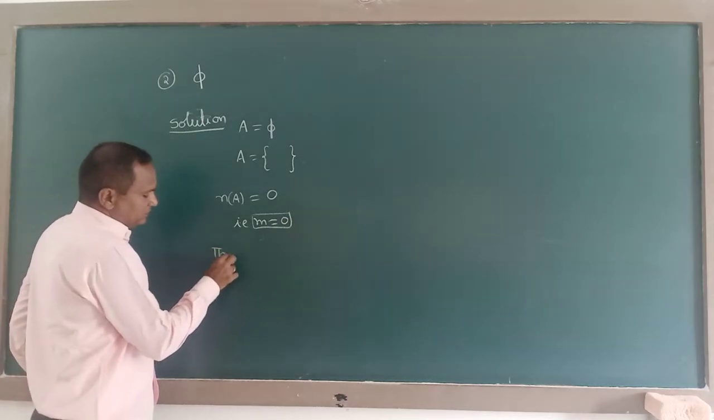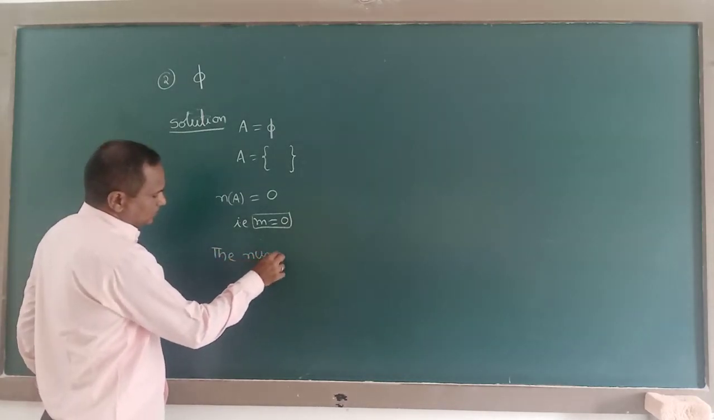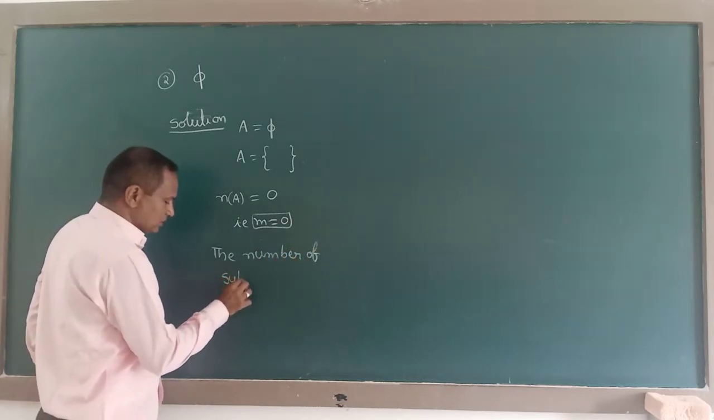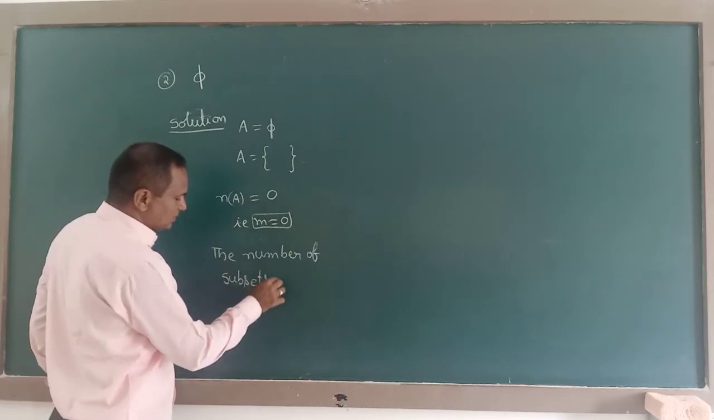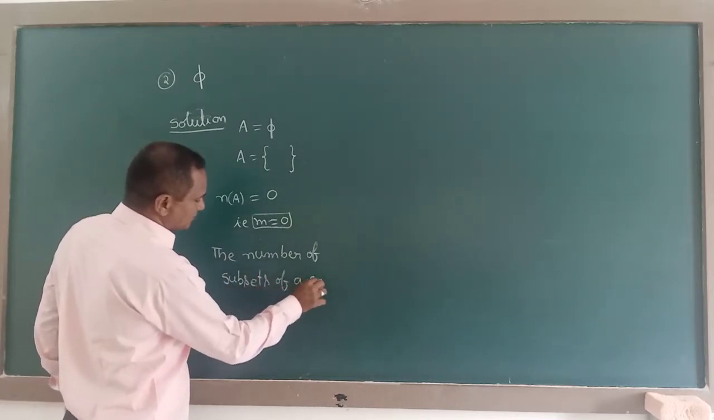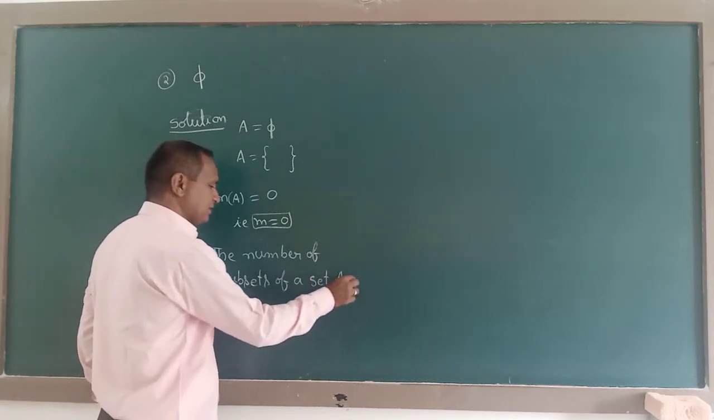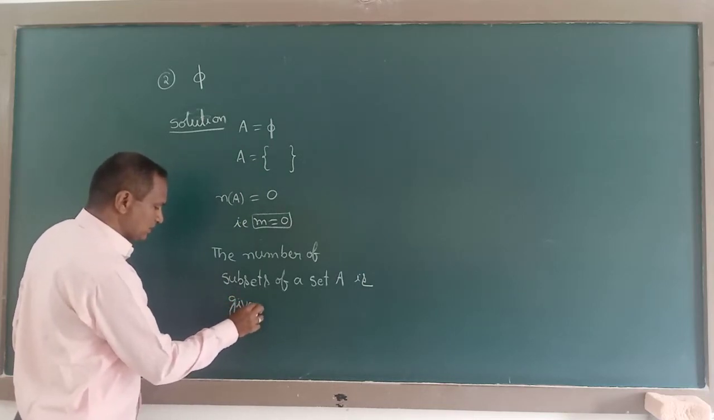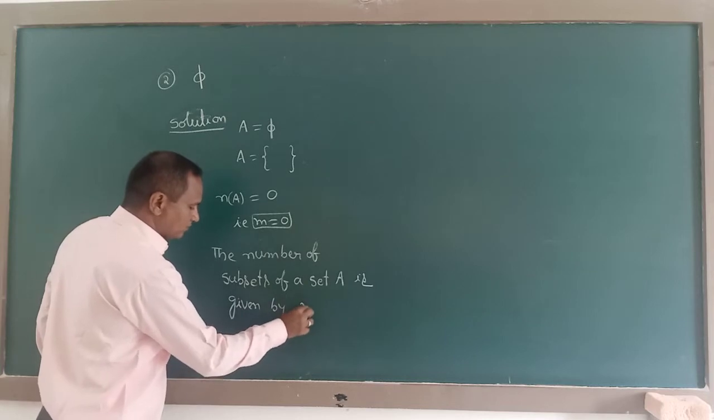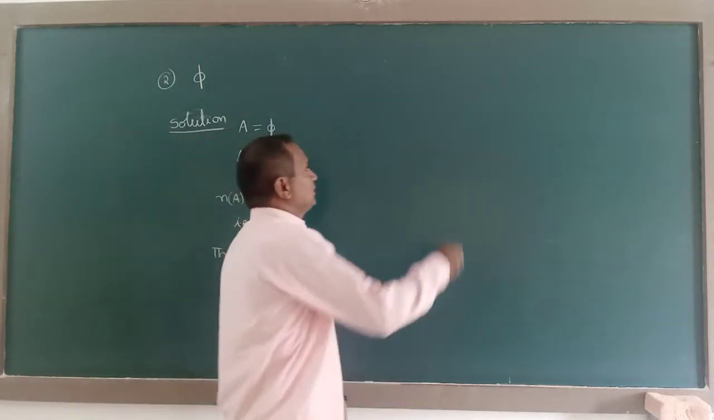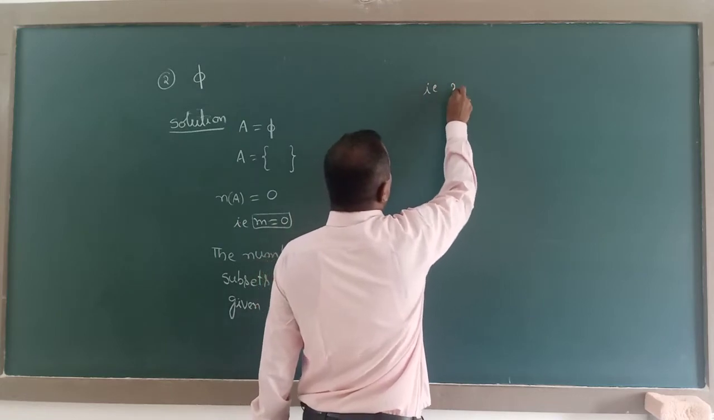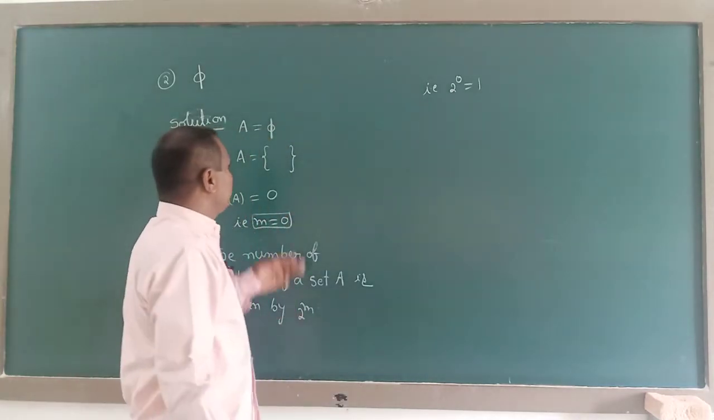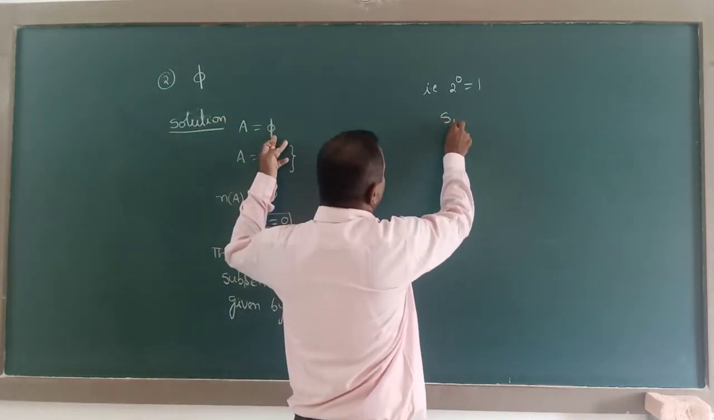Then the number of subsets of a set capital A is given by 2 to the power of m. We can write here 2 power 0 is equal to 1. That is, only one subset will come here. Only one subset means it is S1 is equal to the null set.